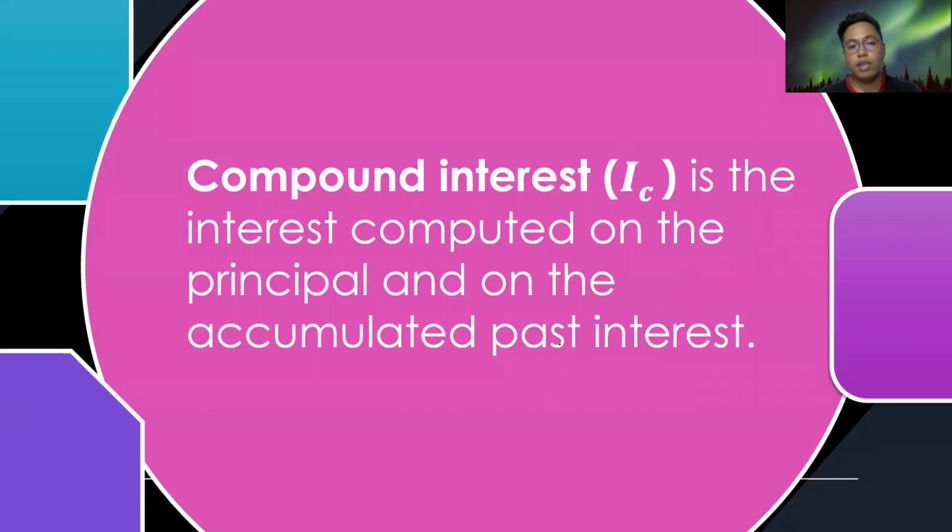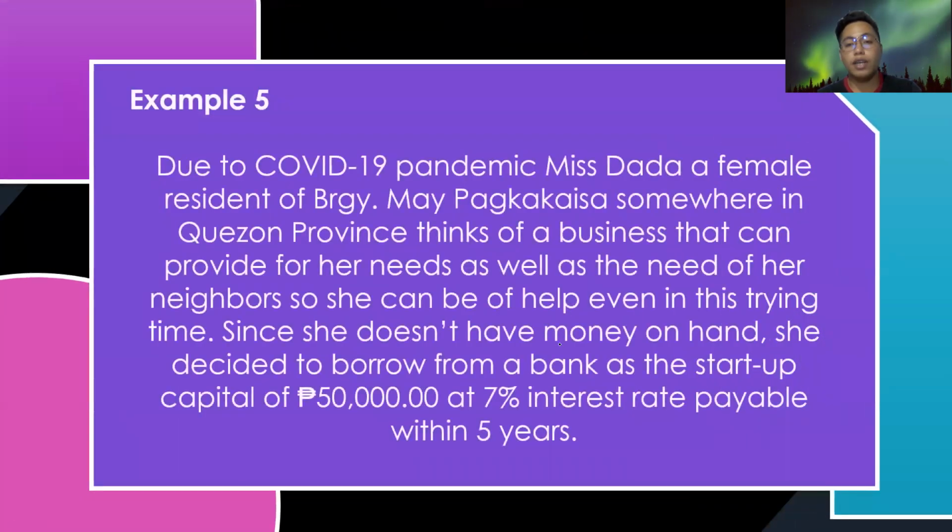While in the compound interest, you have to compute on the principal as well as the accumulated past interest, because it is considered as being used by the banks or by you when you had your loan. Let's have a clear example.